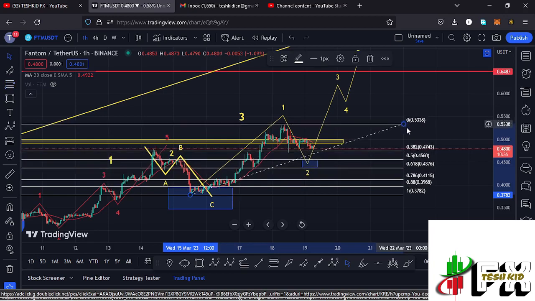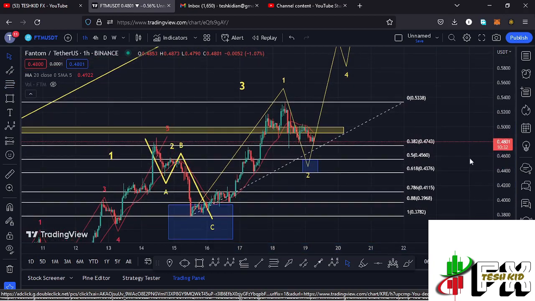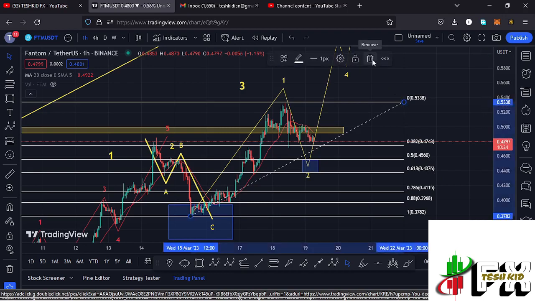that now gives me a minimum retracement area in the formation of that wave 2 between the fib level 0.5 and the fib level 0.618, which lies between the $0.456 mark and the $0.4376 mark, and that is the minimum that I'm expecting Phantom to do here on the short-term scenarios.